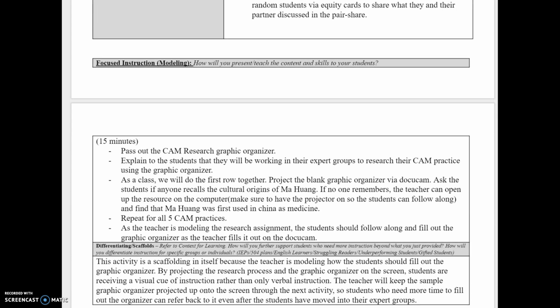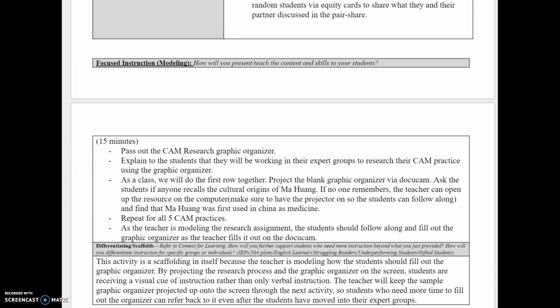So for my focused instruction, I'm going to model the activity that they're going to be doing. First, I'll pass out the CAM Research Graphic Organizer, and I'll explain to the students that today they'll be working in their expert groups to research further about their CAM practice. And as a class, we're going to fill out the first row of the graphic organizer together.